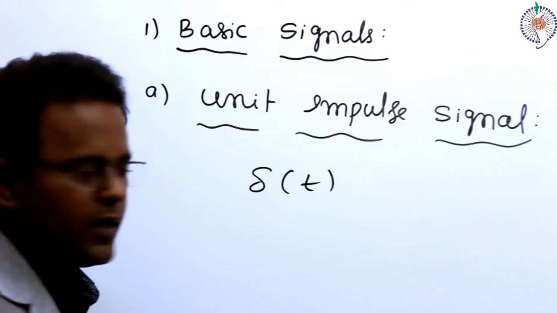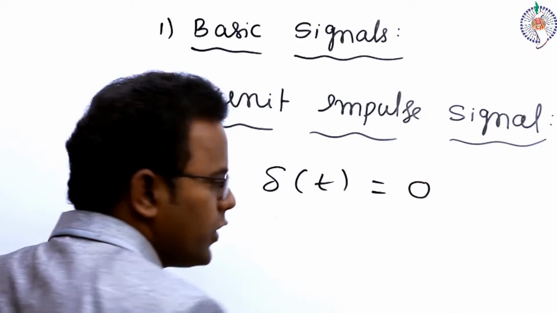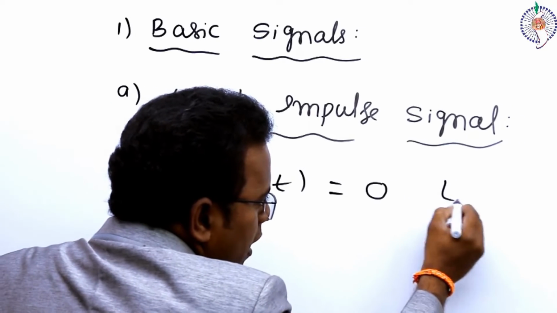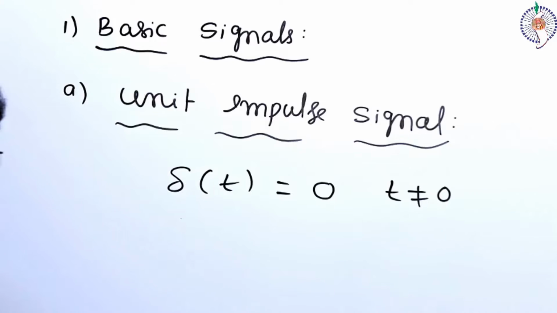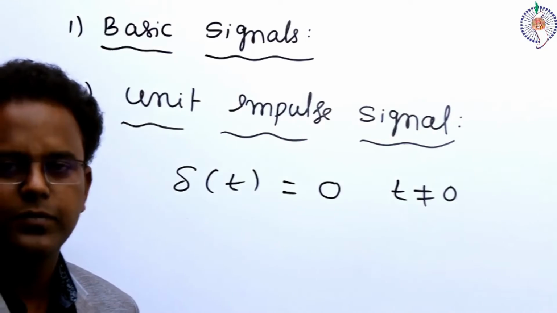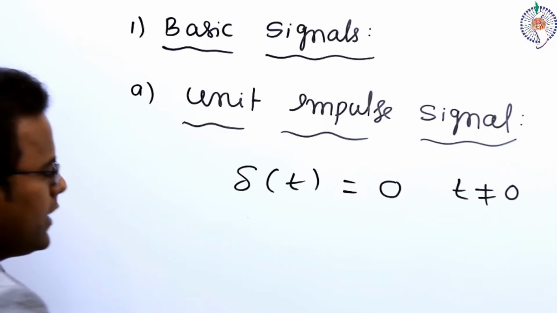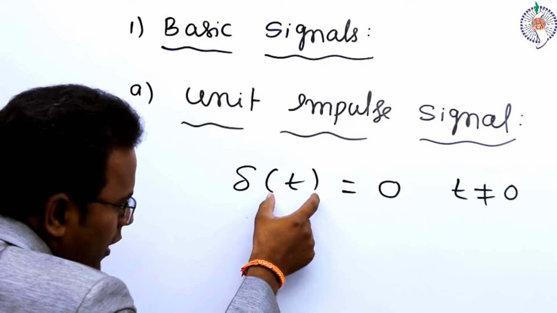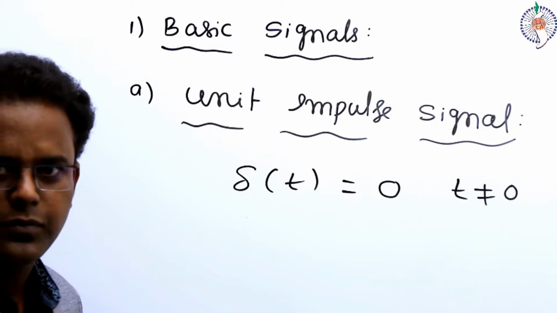The definition for the impulse signal is its value is clearly 0 when the argument is not equal to 0. Here we used one word called argument. We are using it a number of times in our subject. Argument means whatever the value inside the bracket is, we will pronounce it as the argument.